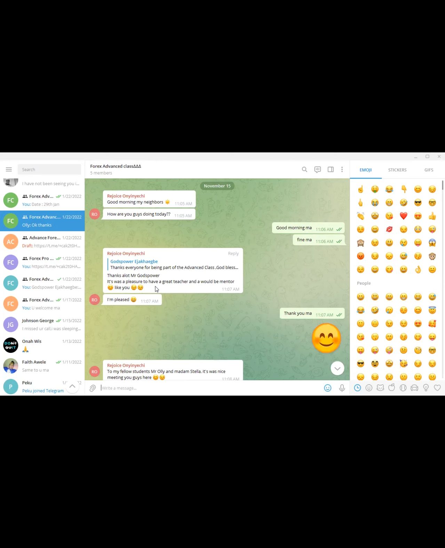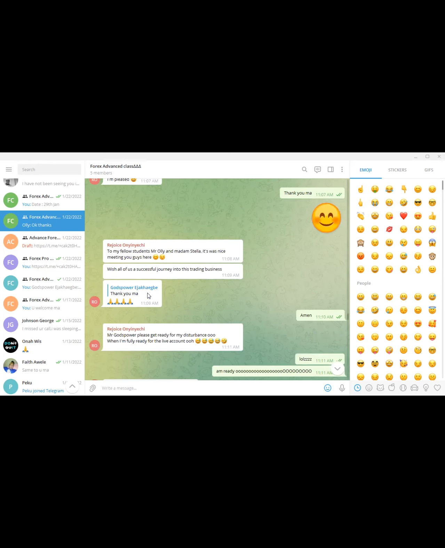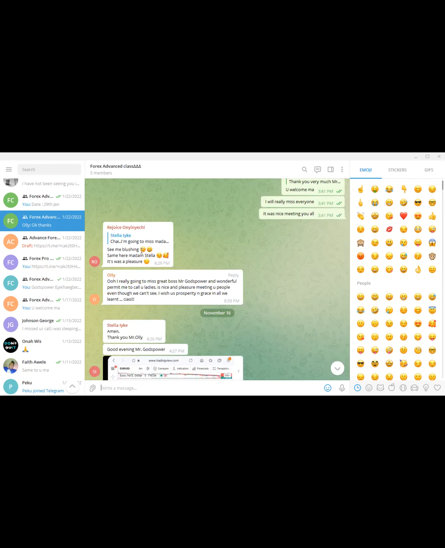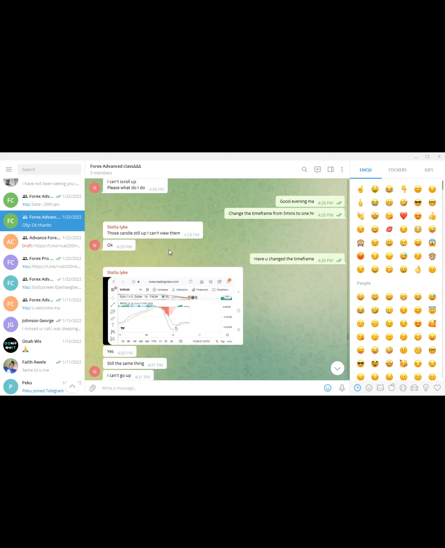Anyone to be part of the advanced class. God bless. Thanks a lot for God's power. It was a pleasure to have a great teacher and wonderful mentor like you. Yeah, thank you. There's something I want to say. Oh, I'm really going to miss great Mr. Gospel and wonderful. Permit me to call you ladies. Okay, this was when we were all leaving.